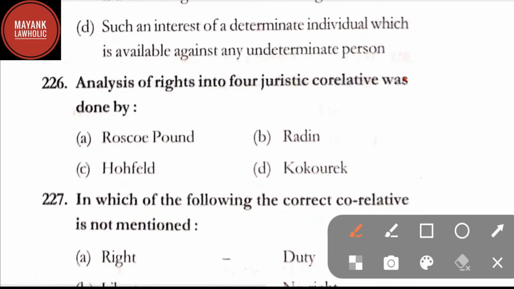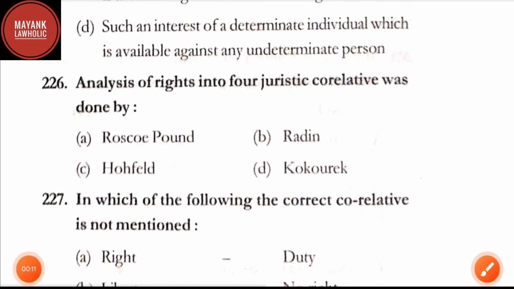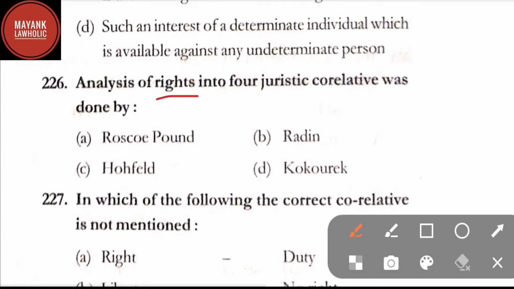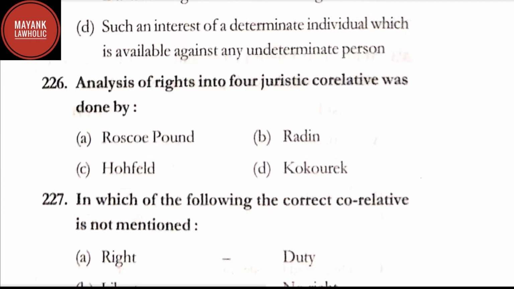In this video, we will be discussing the jurisprudence MCQ, and this is the 10th video in the series of jurisprudence MCQ. So let's get started from question number 226. Analysis of rights into four juristic correlatives was done by option A, Roscoe Pound, option B, Radin, option C, Hohfeld, and option D, Kocourek. Here in this question, the correct answer is option C, that is Hohfeld.